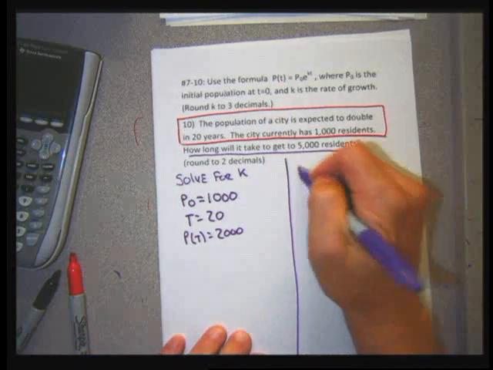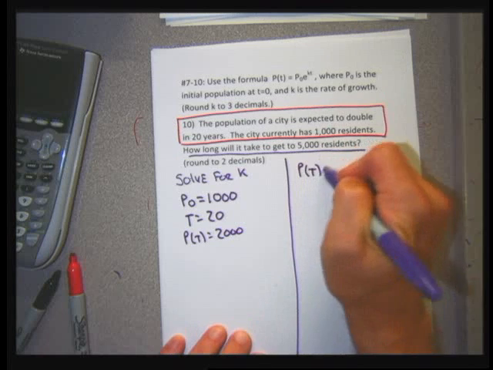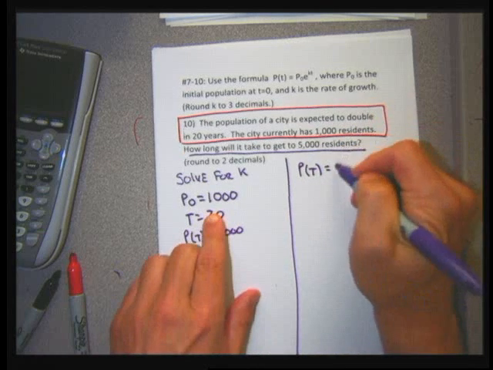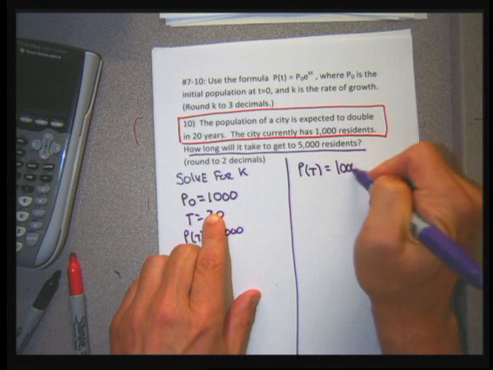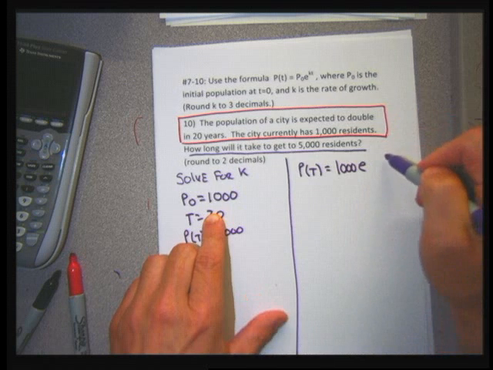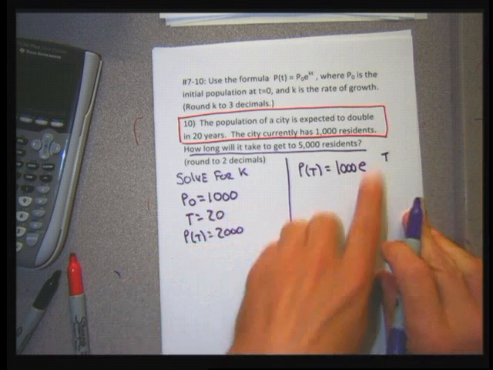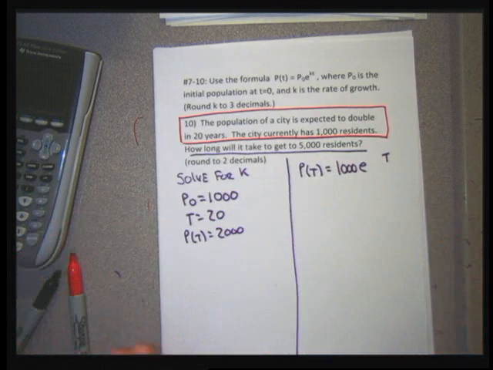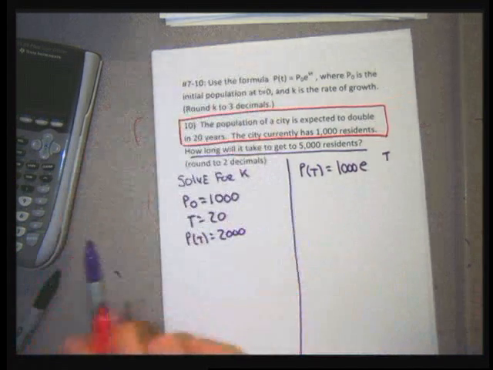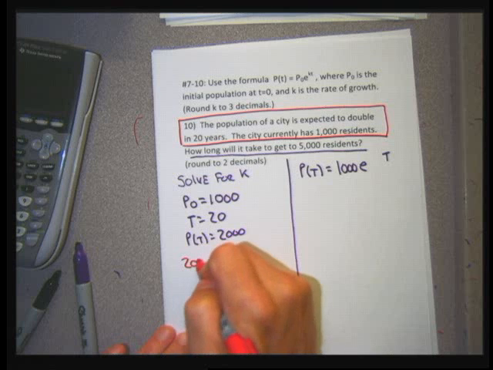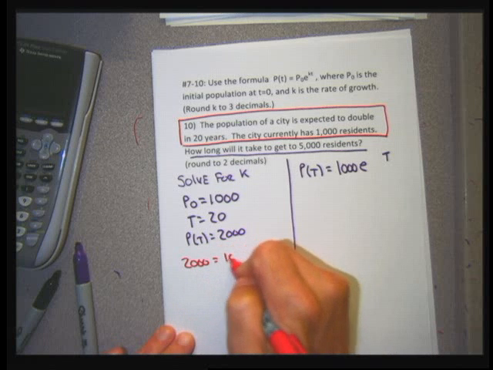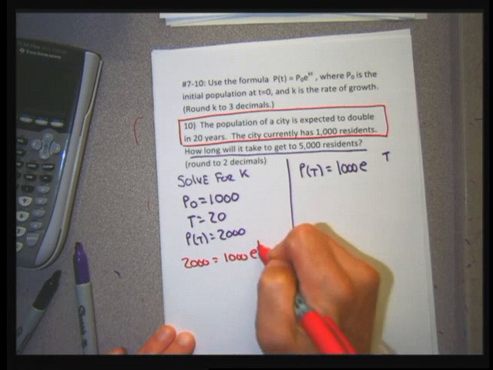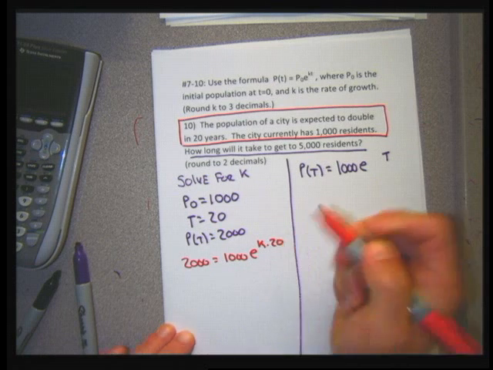And then I'm going to come up with an equation. P of t equals the initial population, 1,000, times e to the something times t, and that's the k that I'm going to get. It's going to be a positive answer because the city's growing. So I'm going to put these numbers into the formula. I'm going to go 2,000 equals 1,000 times e to the k times 20.